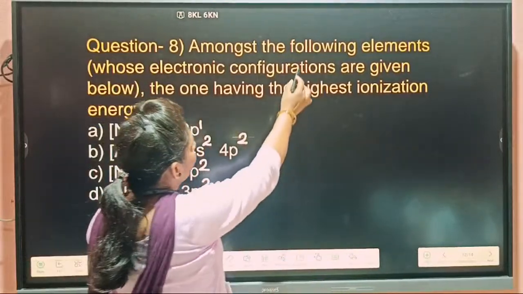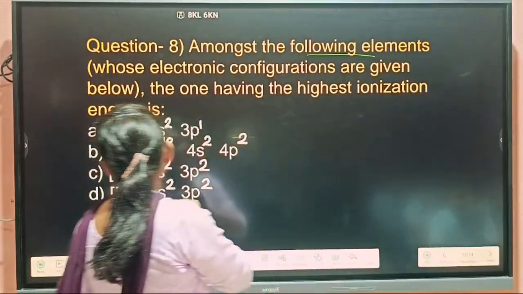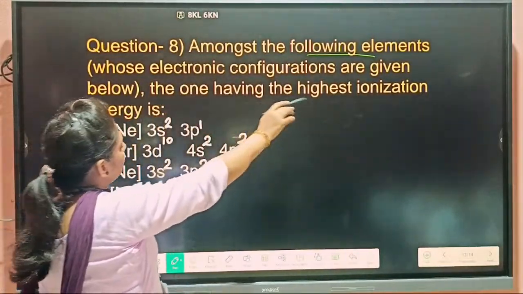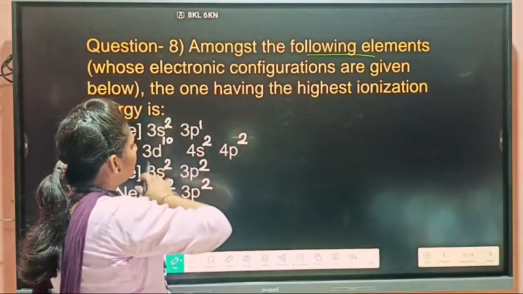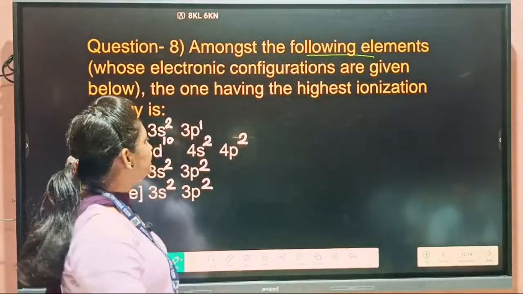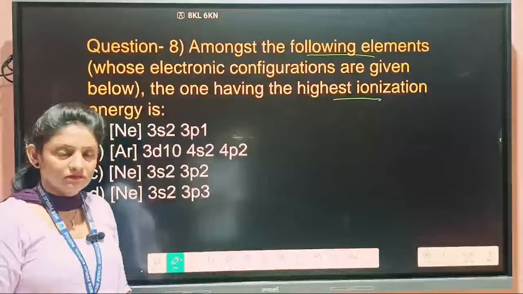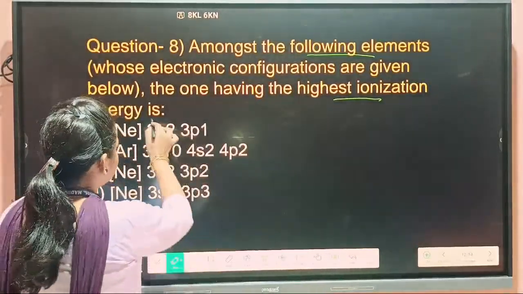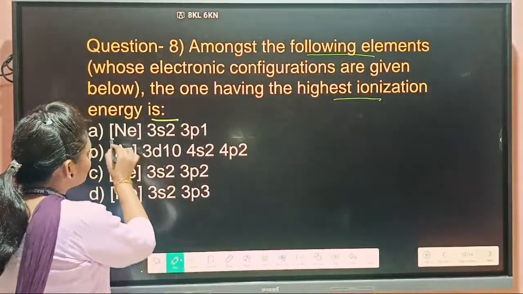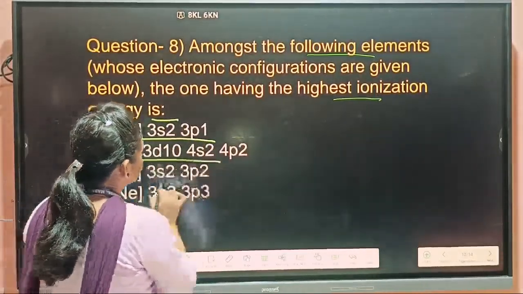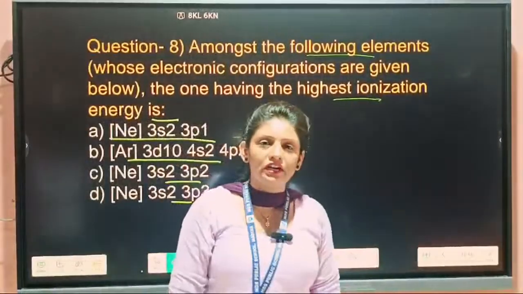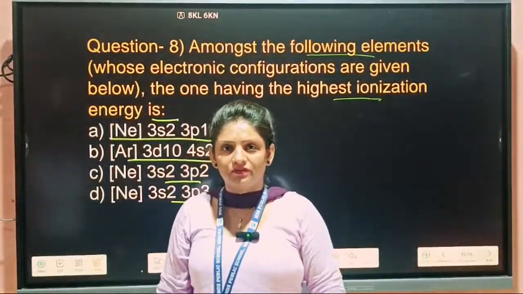Students, among the following elements, okay, some elements are given to us whose electronic configuration are given below. Their configuration is also given to us. Students, this is your homework for today. You will try to solve this question yourself.